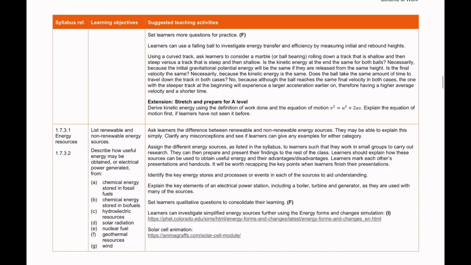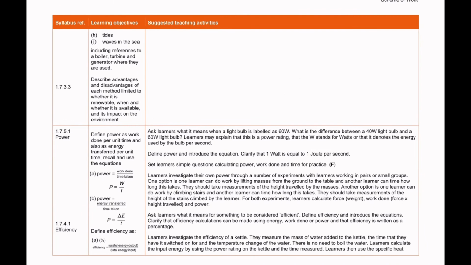E. Nuclear fuel. F. Geothermal resources. G. Wind. H. Tides. I. Waves in the sea, including references to a boiler, turbine, and generator where they are used. Describe advantages and disadvantages of each method, limited to whether it is renewable, when and whether it is available, and its impact on the environment.